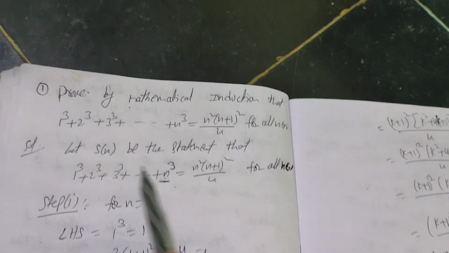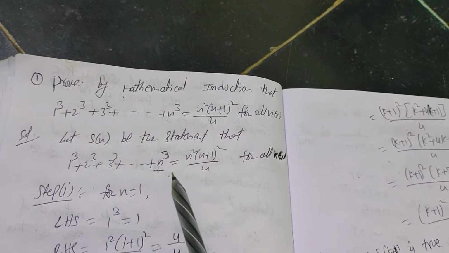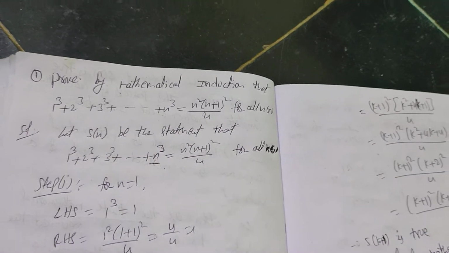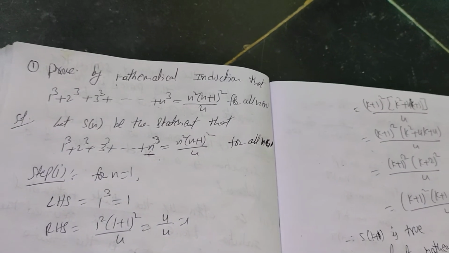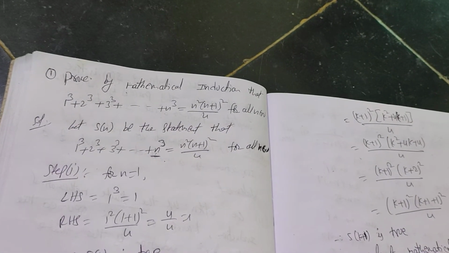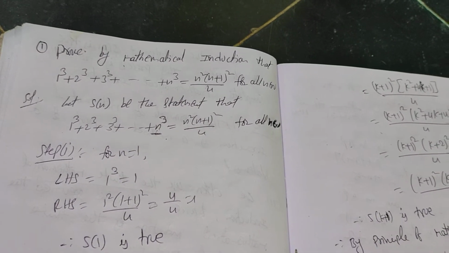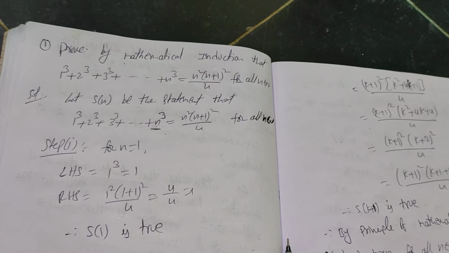Okay, so first you take: let S of n be the statement that 1 cube plus 2 cube plus 3 cube plus and so on plus n cube is equal to n square into n plus 1 whole square by 4 for all n belongs to N. So always you are going in finite mathematical induction. That means step 1 is for n is equal to 1. Step 2, we have to assume for n is equal to k. Step 3, n is equal to k plus 1 we have to prove.